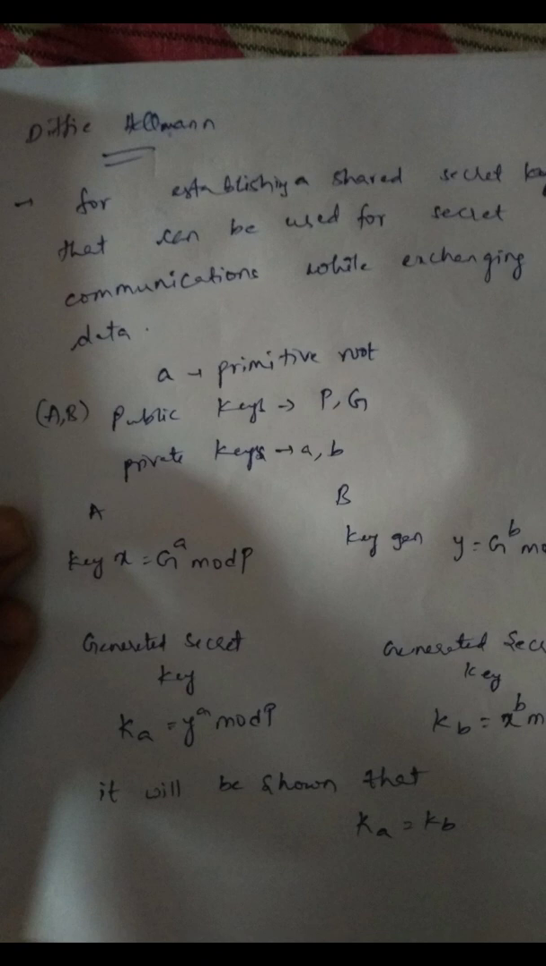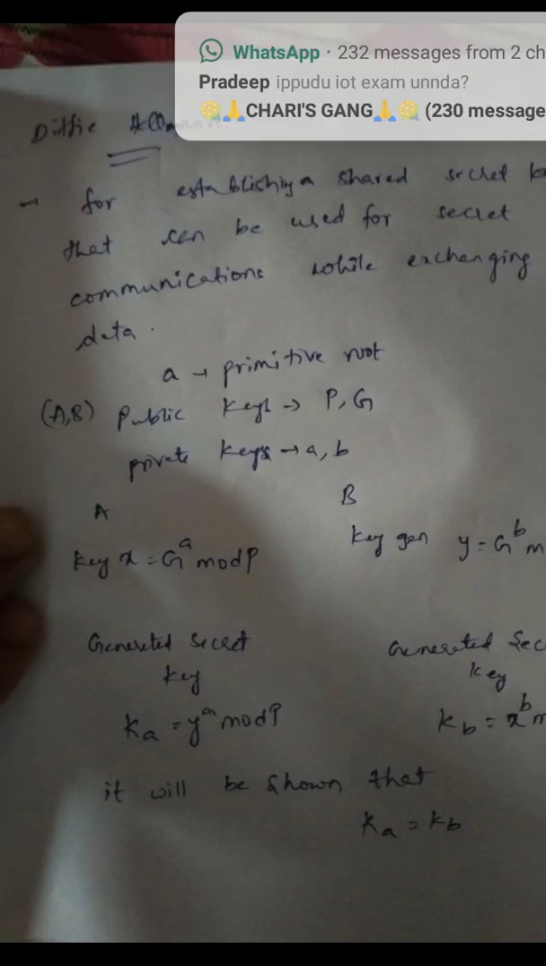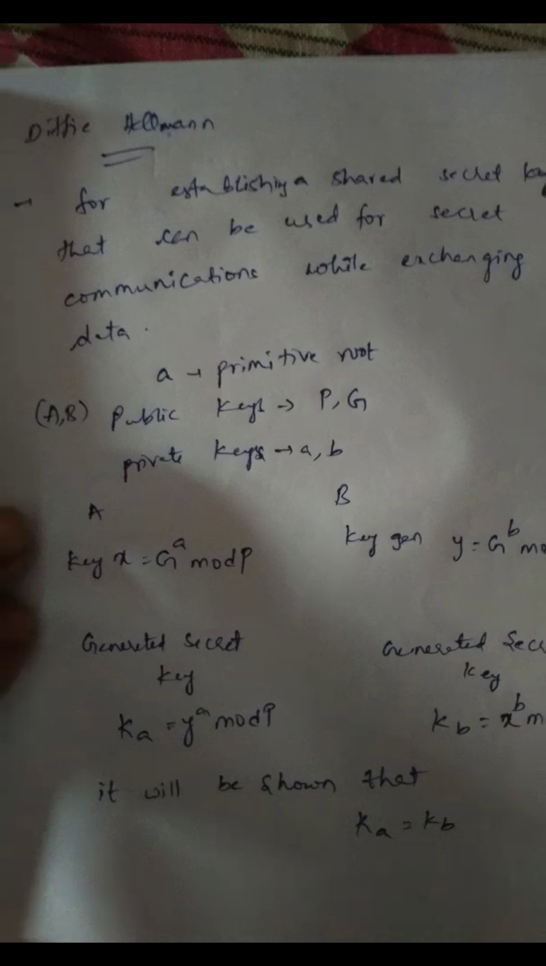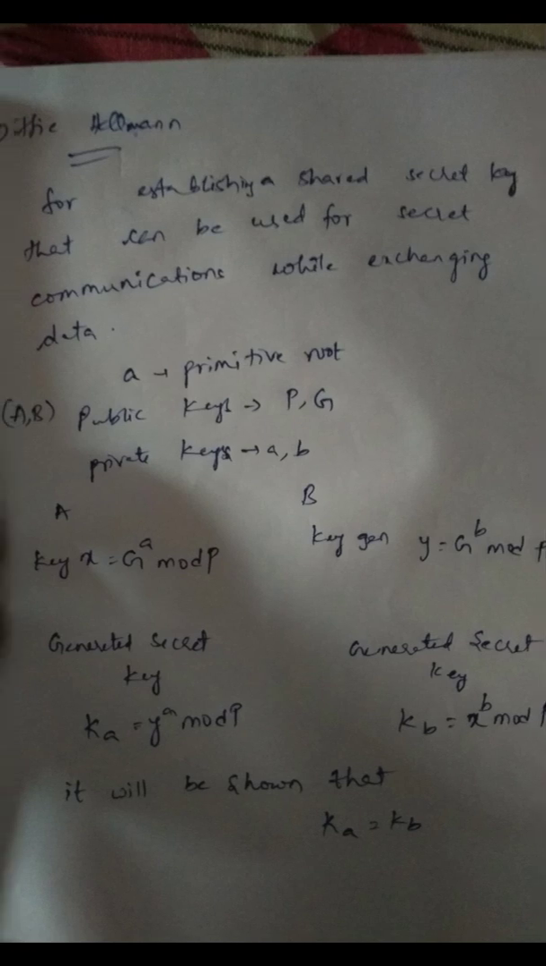Then I'm going to speak on Diffie-Hellman key exchange. The main aim of the algorithm is for establishing a shared secret key that can be used for secret communication while exchanging data between the two users. So first we need to take A as a primitive root.